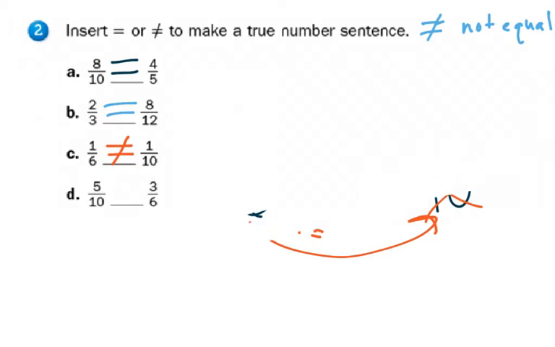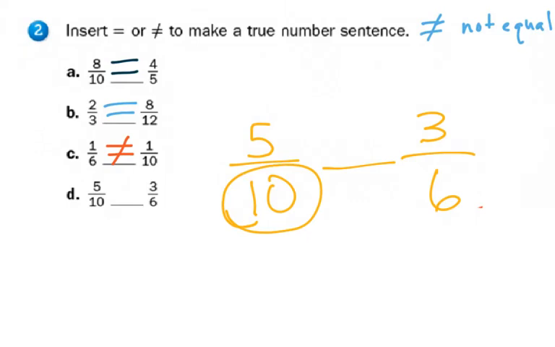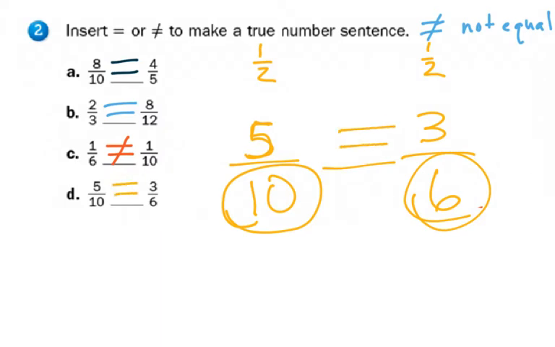And lastly, for number 2, 5/10. Does that equal 3/6? Well, I noticed something. Watch this for a minute. What's half of 10? 5. So this would be the same as saying half. Let's look at this. What's half of 6? 3. Guess what? You should be able to identify easily what half of a number is. So both of these, 5/10 is half, 3/6 is half. Guess what? They are equal.